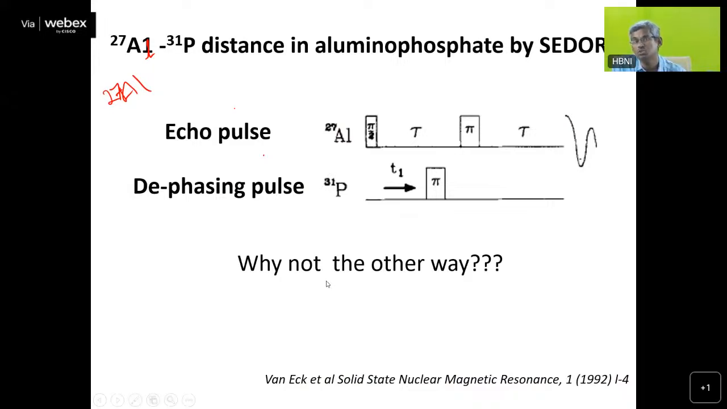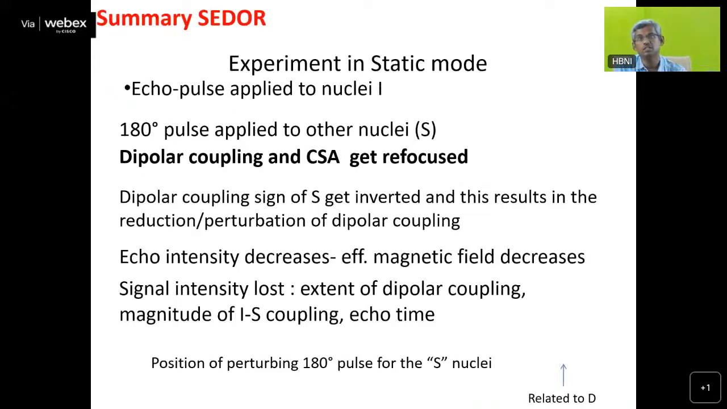And next I have asked a question, why not the other way? So let us discuss it a little bit later. Maybe after 2-3 slides, we will discuss that aspect, why we are not doing the other way. But let us continue like that. Like this, the echo pulse is supplied on the aluminum-27 and the dephasing pulse is supplied on the phosphorus-31 nucleus. Let us move further.